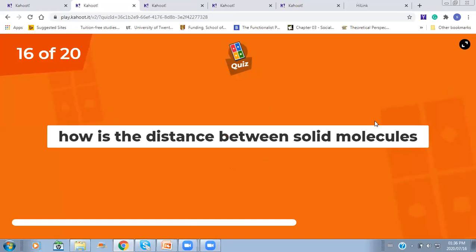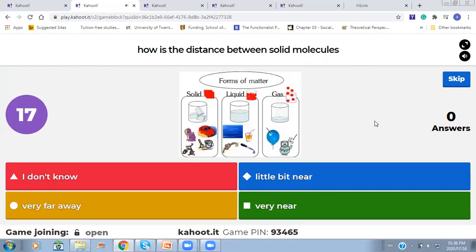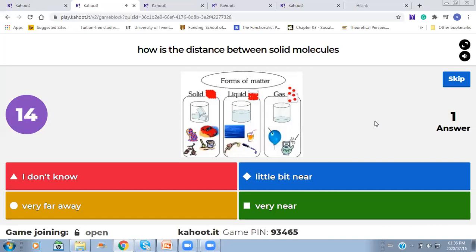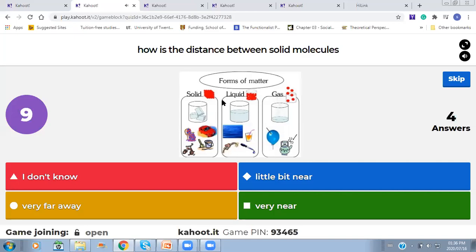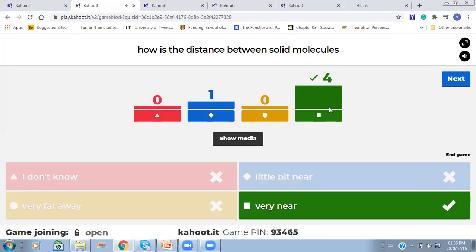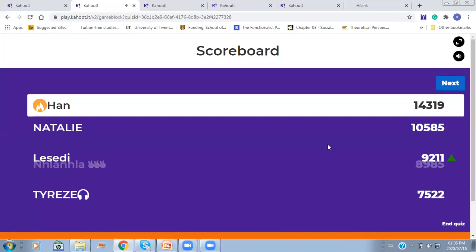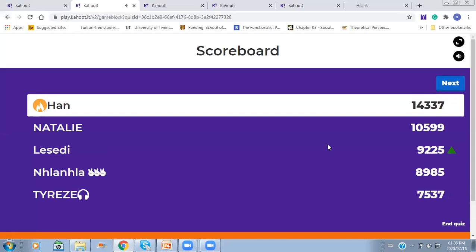How is the distance between solid molecules? Okay, very near. Let's look at it. Okay, let's see, you was the first person to answer. You are looking at the scoreboard.